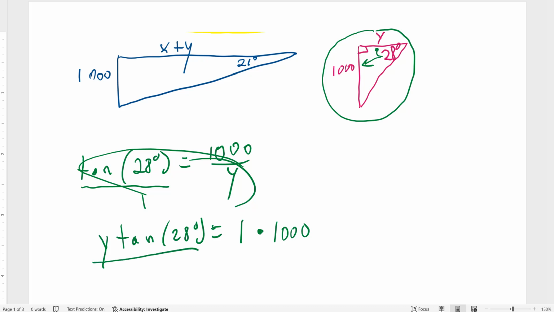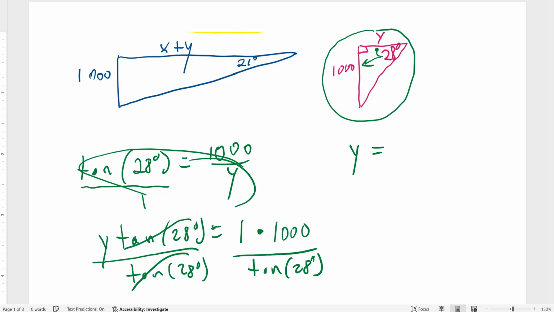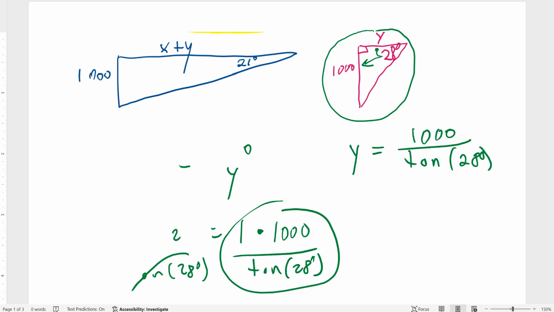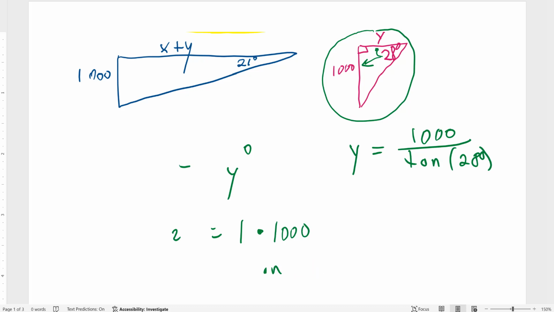Trying to get y by itself, so I'll divide both sides by tangent of 28 degrees. And this is what y is equal to: y is equal to 1,000 over tangent of 28 degrees. Okay, now that we have that, we're going to look at the other triangle.